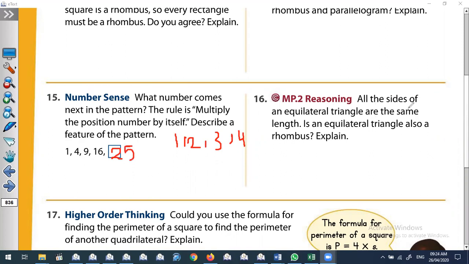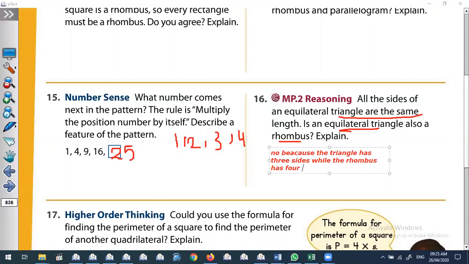The next one, all the sides of an equilateral triangle are the same length. Is an equilateral triangle also a rhombus? Explain. No, the triangle cannot be a rhombus because the triangle has three sides, while the rhombus has four sides. It's a quadrilateral. Quadrilateral has four sides.